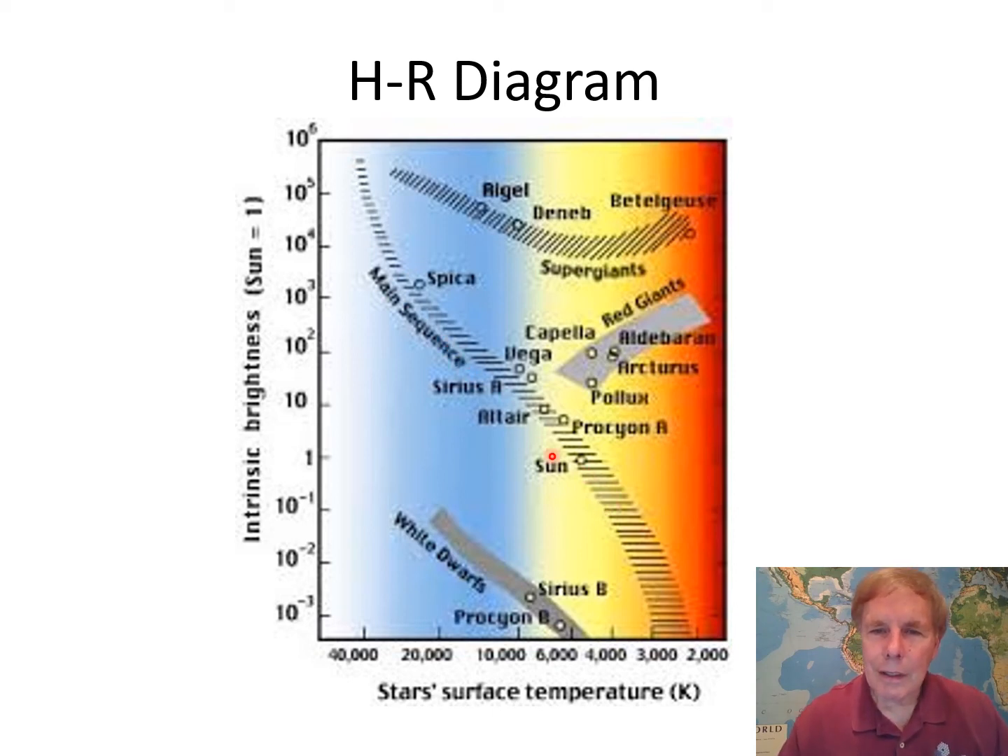Here's the sun. Here's Altair. Vega is a bright summer star. And Spica is in Virgo. These are very well-known bright stars, by the way.